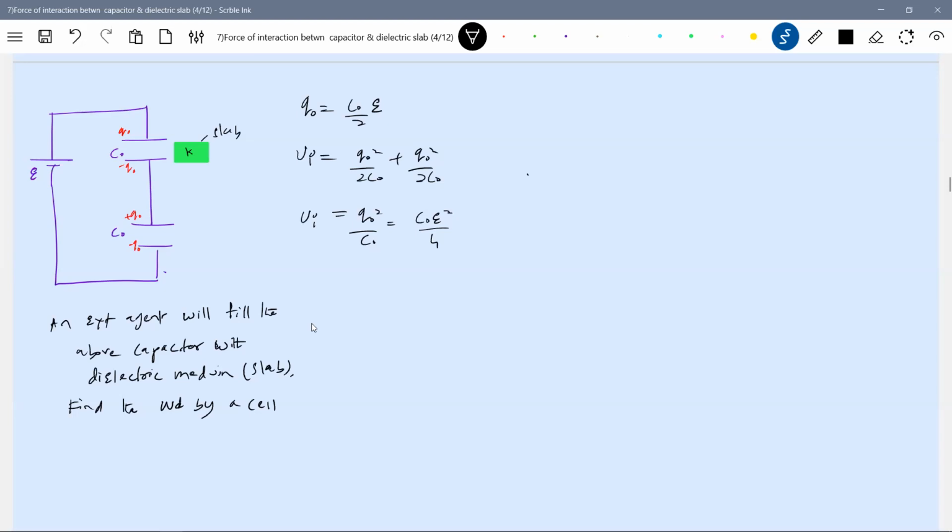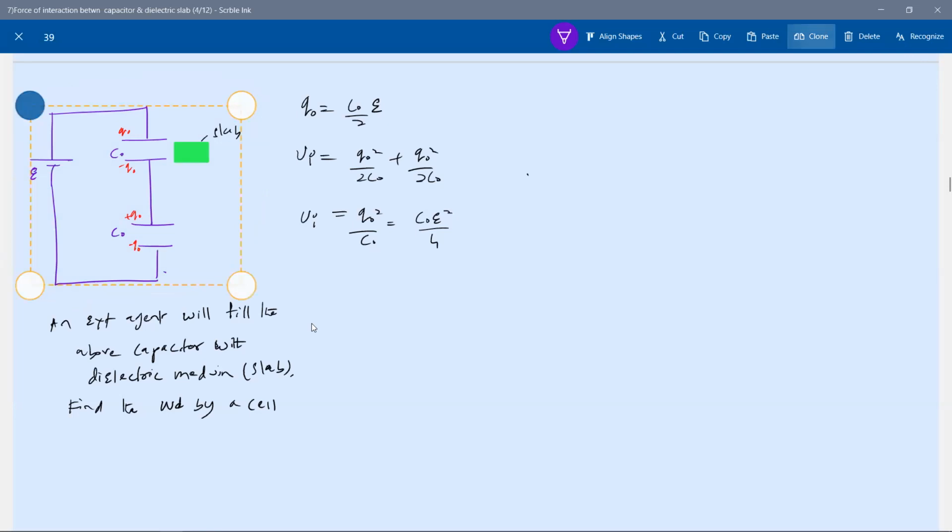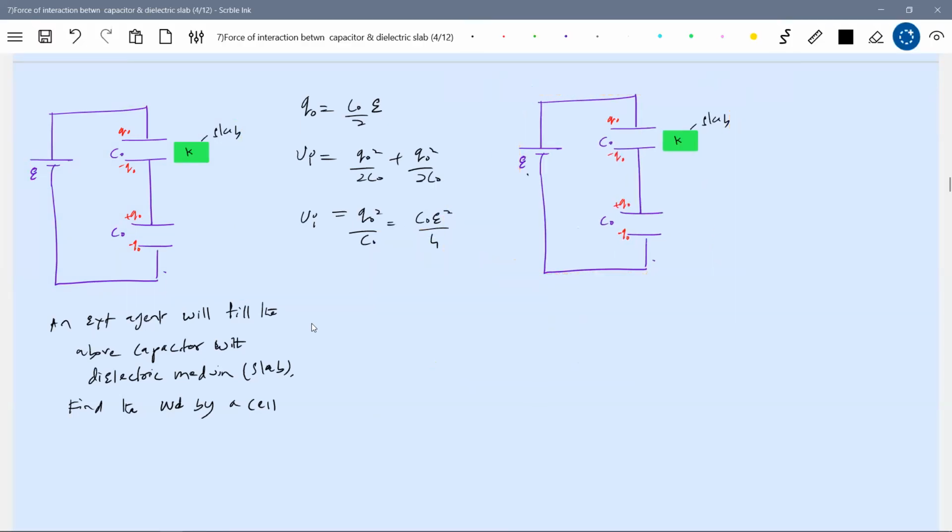Finally, after it is fully filled up by the slab, which I brought here, the capacitance of the capacitor will become K C naught. Are there any changes in the charge? Yes, some changes in the charge will be there. So we'll take it as Q. The capacitance of the other capacitor will not change, but the charge in the other capacitor has to change. First, we'll calculate the total capacitance. It'll be easy for us.